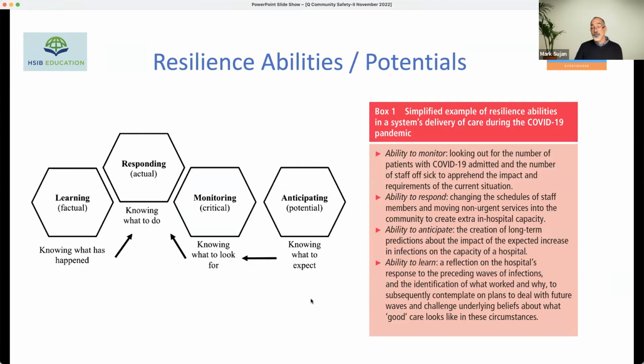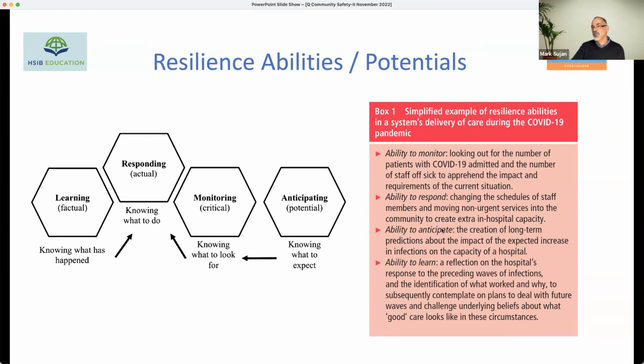And so I mentioned these resilience abilities. So, safety as the presence of something. Resilience abilities, or resilience potentials, as Erik refers to these now. He's identified four. Other people have added further abilities. I think it doesn't really matter, it's just the shift in perspective. And so that's the ability to learn, to respond, to monitor, and to anticipate.